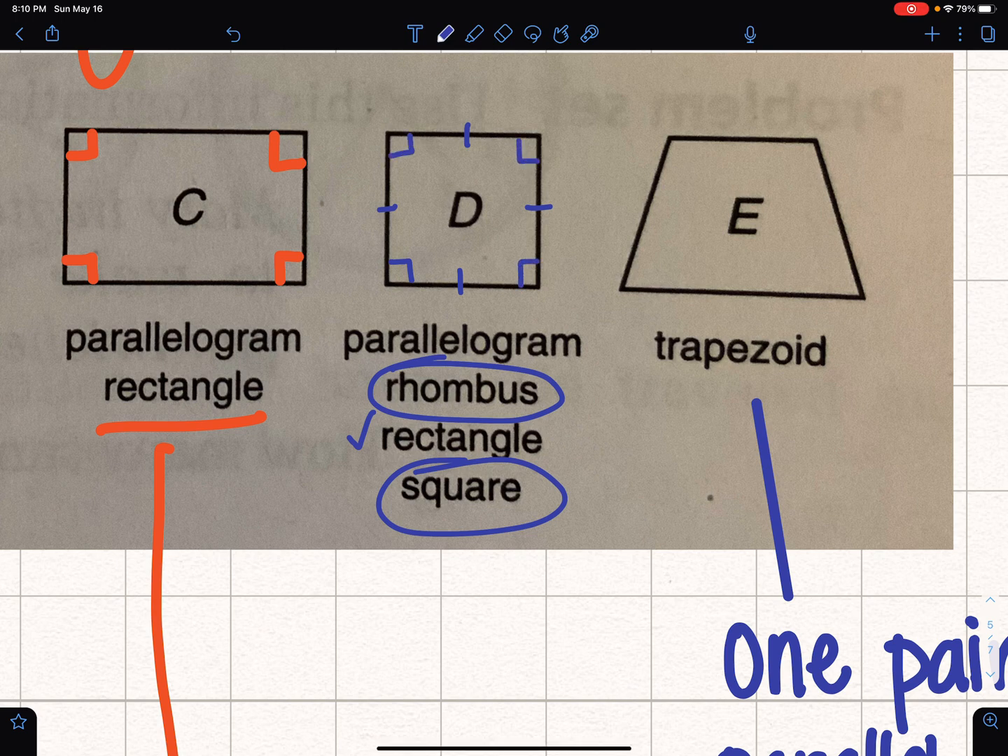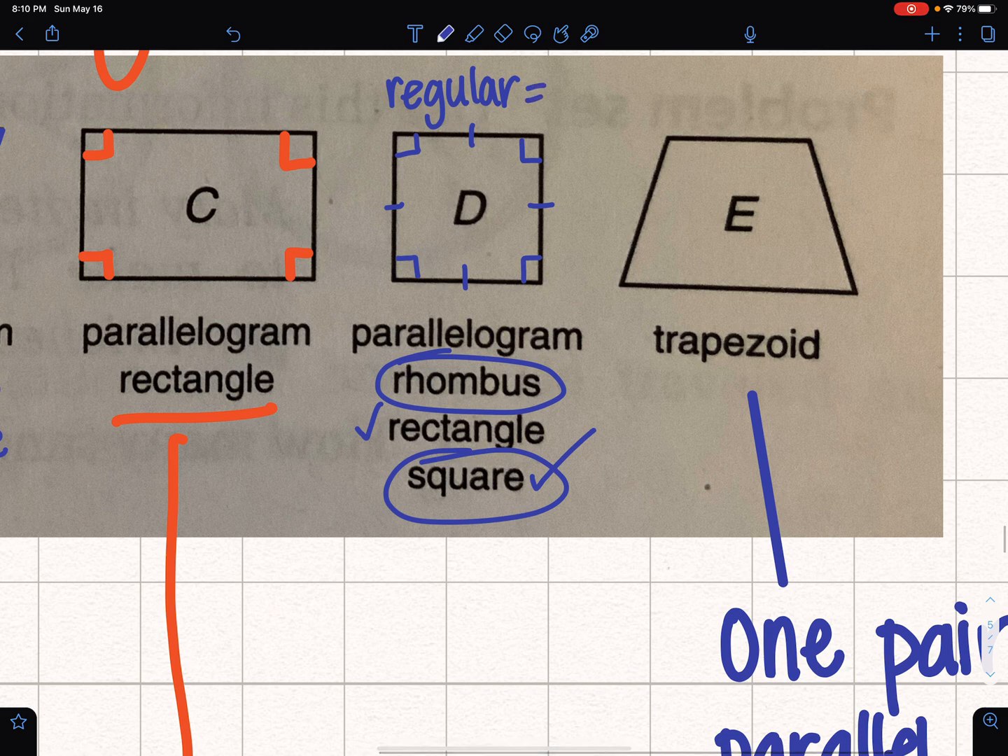But it's also a square because all the lengths are the same size, all the angles are right angles, and it has 4 sides. So you know a square when you see it, but it's basically a regular quadrilateral, and the word regular means that all the sides are the same, all the sides are equal, and also all the angles are equal.